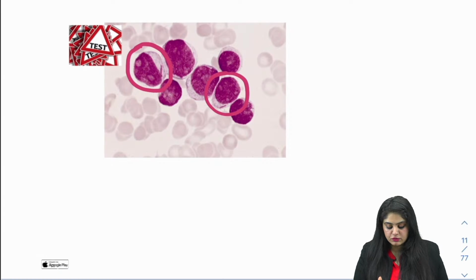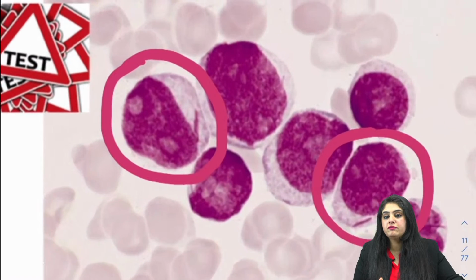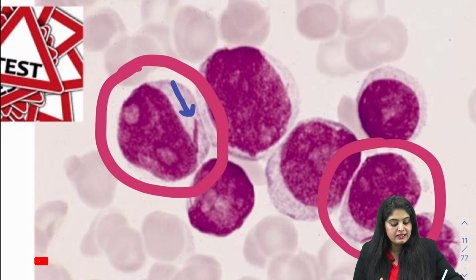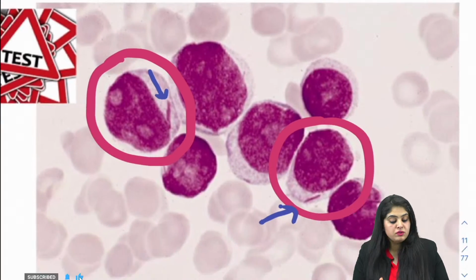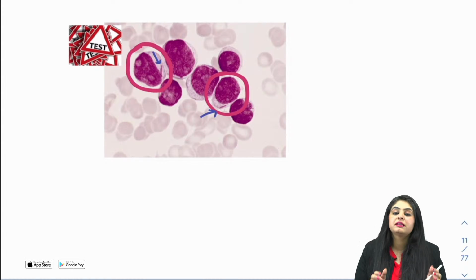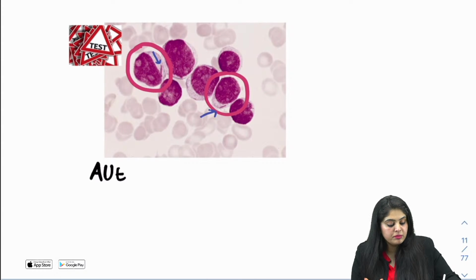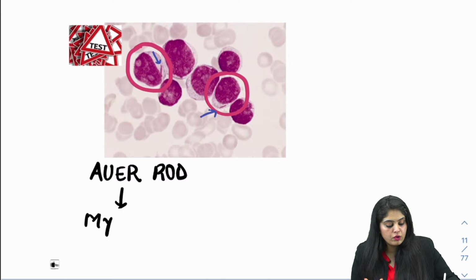Let's see who answers those. Yes, so we can very well see. If you want, I can zoom in for you also. You have something that is lying inside these cells. You have something which is showing up inside as a rod-like structure. Very good guys, as soon as you see an Auer rod, if this is given in the question, I'll be so happy, because then the answers become so simple. That is an Auer rod. Which is the cell which is Auer rod positive?